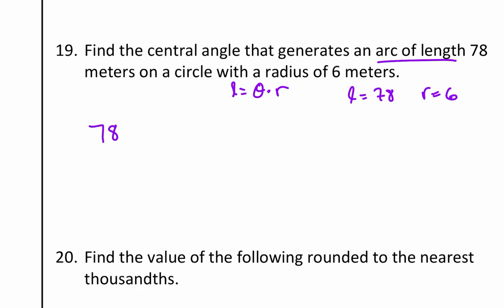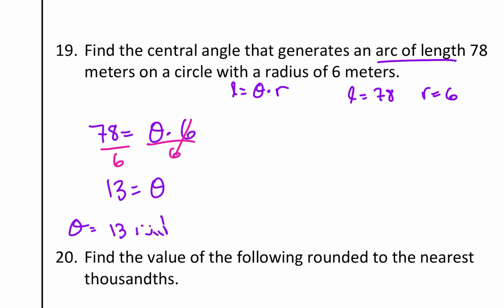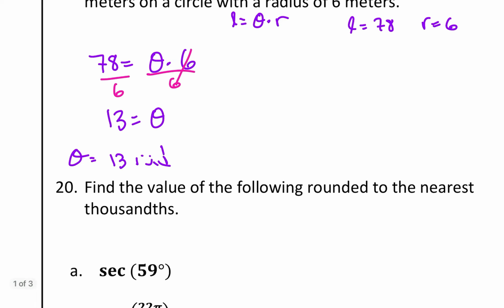So I'm going to plug in what I got here. So 78 equals theta times 6. I don't mean to put r. We know it's 6. And so if I work backwards here, I'm going to divide both sides by 6. That cancels, and I end up with 78 divided by 6 is 13 equals theta. So what this really means is theta is equal to 13 radians, which we usually put our radians in terms of pi, so it probably looks a little bit weird.